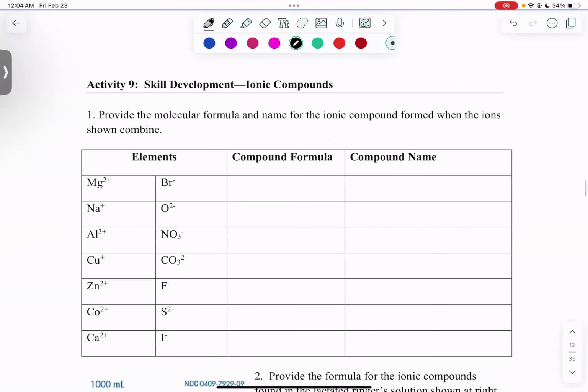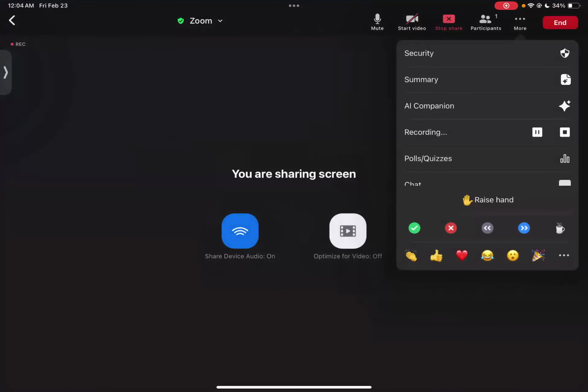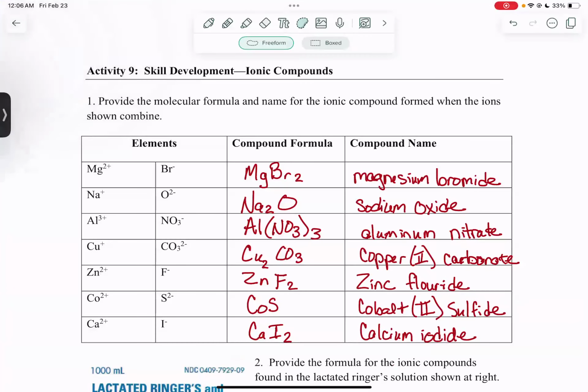So now I want you to pause and fill in this table now that we've gone through that. So I'm going to go ahead and pause it and you go ahead and try it. So you should have paused it. Here are our answers for the formula and the compound name. So just double check and make sure you have that correct.